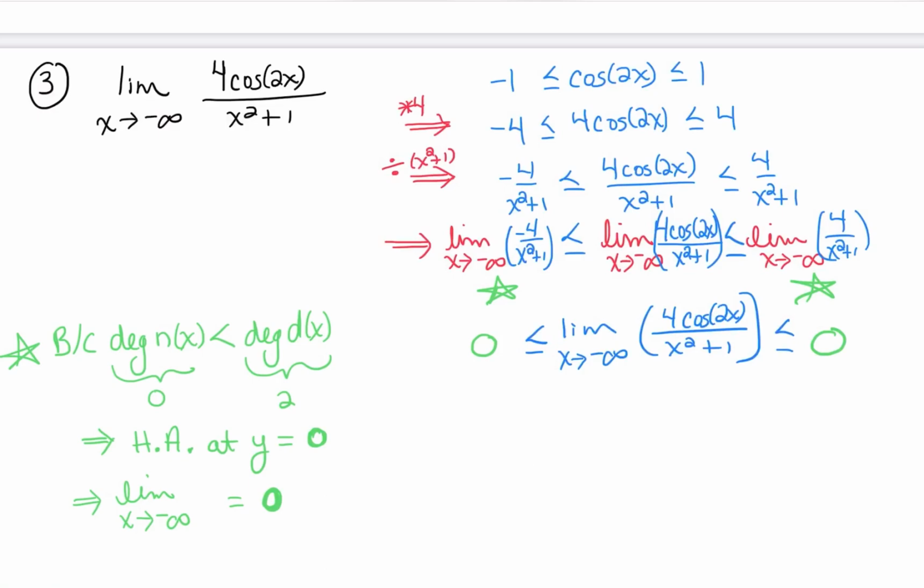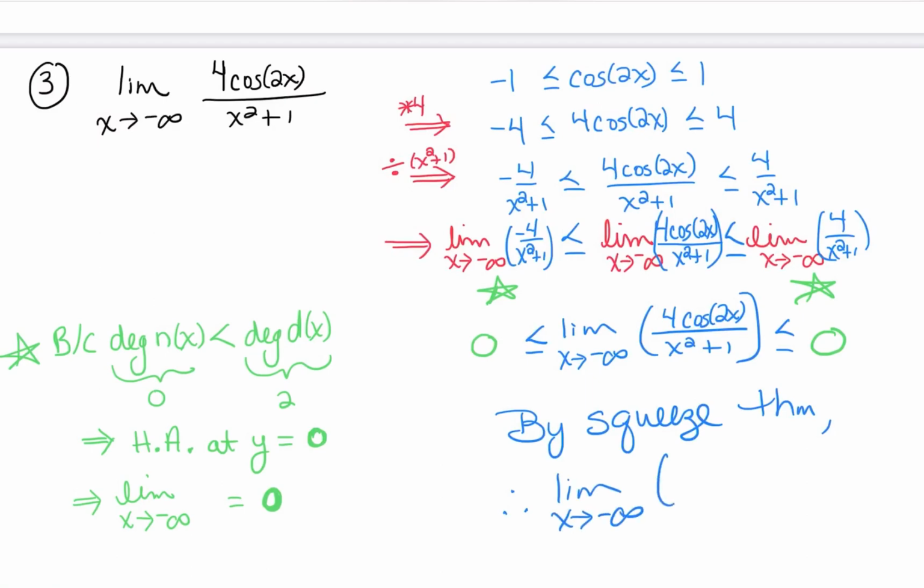Well, there we go. We now have our bounds to be able to apply our squeeze theorem. So by the squeeze theorem, if this limit is both greater than or equal to 0 and less than or equal to 0, that implies it has to equal 0. So that's how we would prove that one. All right, so that's the last example in the notes.